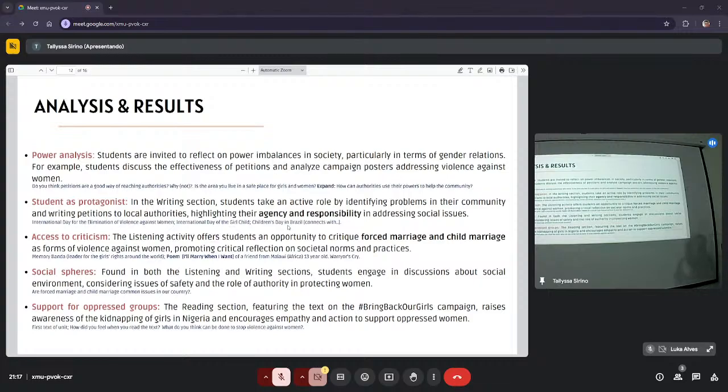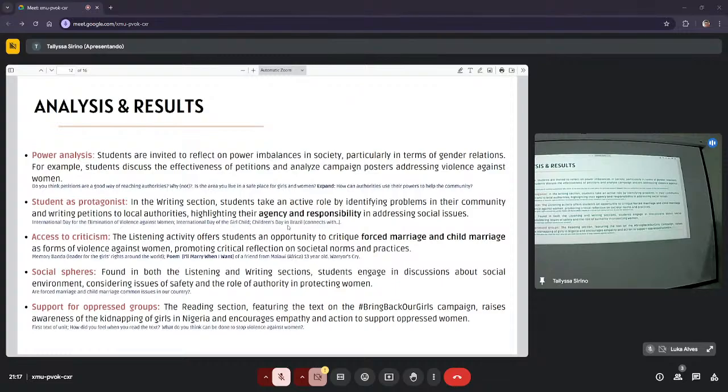As an example, are forced marriage and child marriage common issues in our country? And last, the support for oppressed groups. In the reading section, featuring the text on the Bring Back Our Girls campaign raises awareness of the kidnapping of girls in Nigeria and encourages empathy and action to support oppressed women.